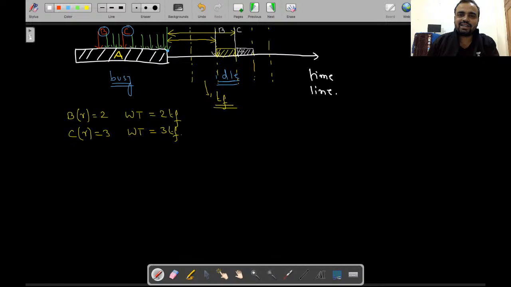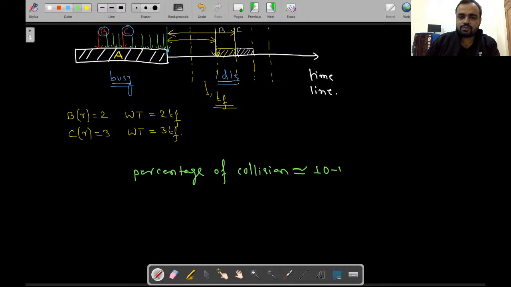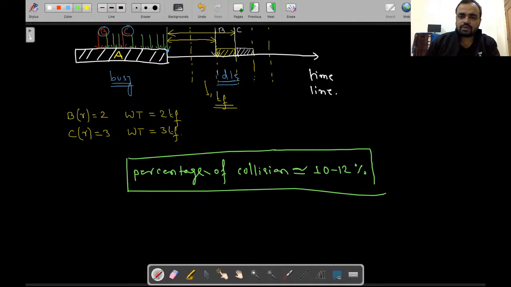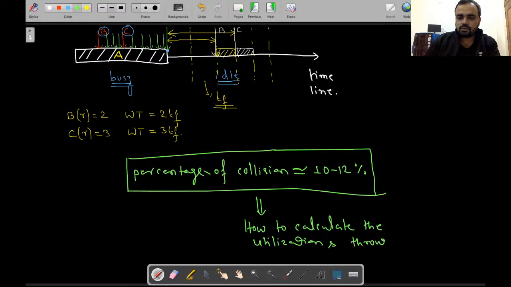If such a thing is happening, no collision will occur. So in this situation, the percentage of collision is almost low, so you can check it out. And tomorrow I will tell you how to calculate the throughput, what the formula is to calculate the utilization and throughput.